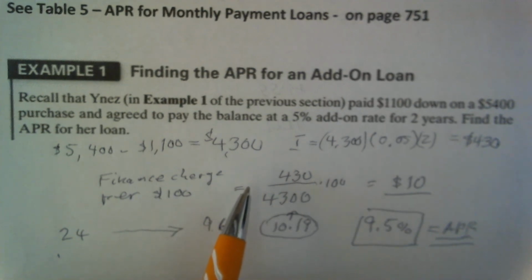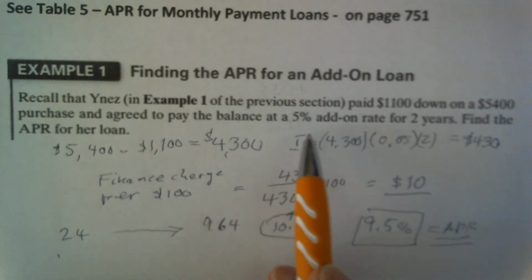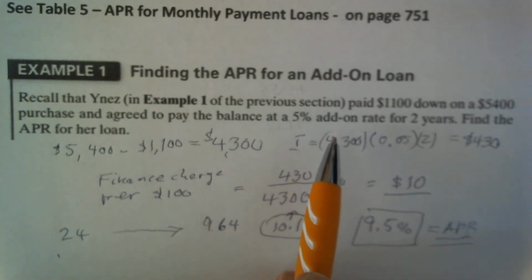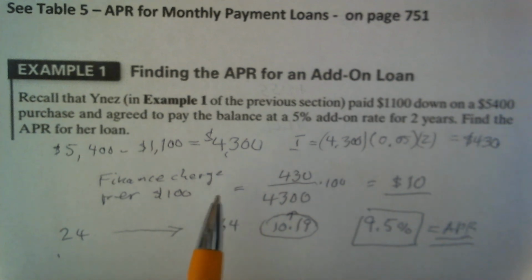I hope you learned something from this example, that you should always look at the APR and not just an add-on rate, which is quite common for this type of loan, even for automobile loans, but also for furniture, appliances, and so on. So always ask for the APR. That gives you a much better idea how much you're really getting charged.